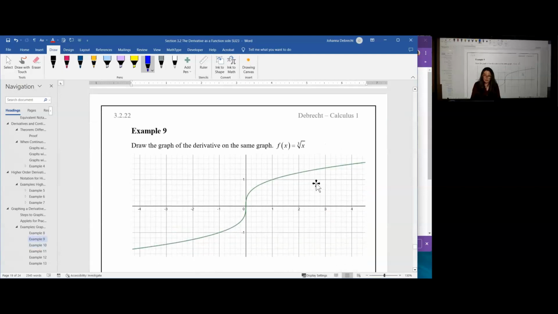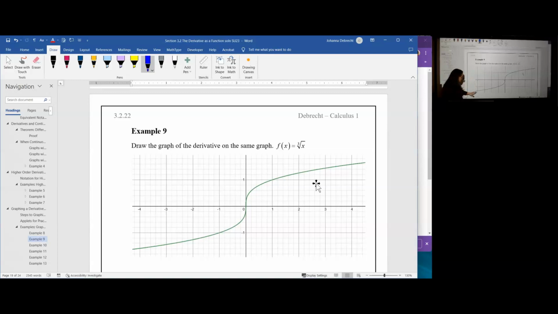In example 9, I have a point of vertical tangency right here at the origin. At that point, the derivative will not exist. Is it a hole or is it a vertical asymptote? Let's look at the slopes of the tangent lines as we move across this graph. Do I have a maximum or a minimum in the graph of the original? No. Do I have a saddle point? No. Well, then I may not have any x-intercepts.